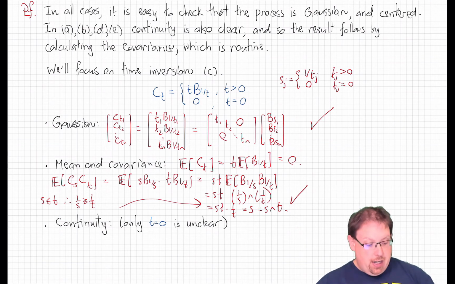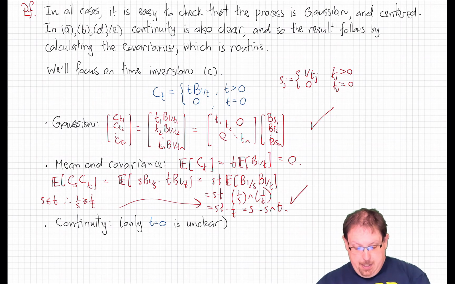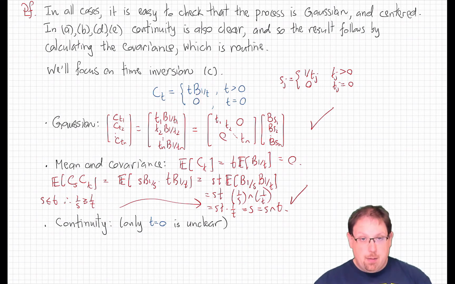All we have to do is check continuity. Now, the only place continuity isn't already clear is at time 0, because this is a continuous process and this is a continuous function. So the only issue is what happens as t goes down to 0. Of course, that could be a very bad discontinuity. B_{1/t}, in principle, could oscillate wildly, exponentially fast if we want there, and things could all go to you-know-where. But actually, we don't need to work hard at all to see that we get continuity at 0.